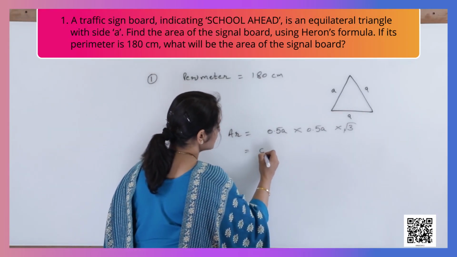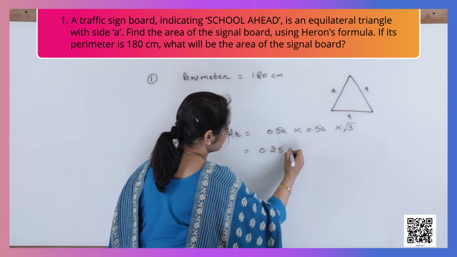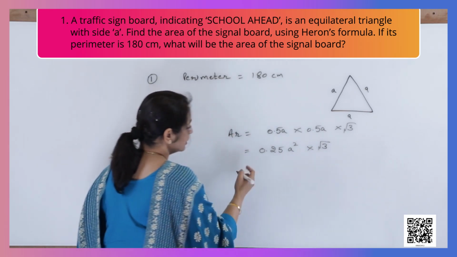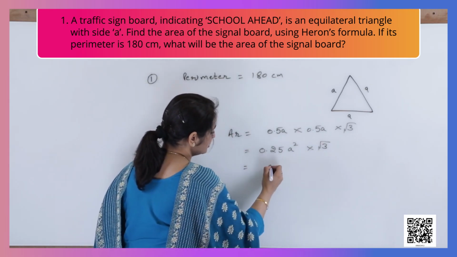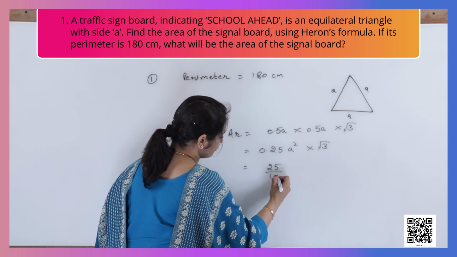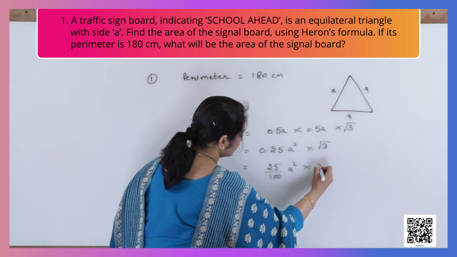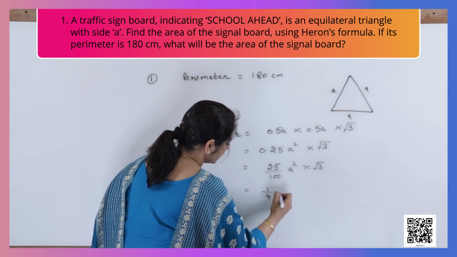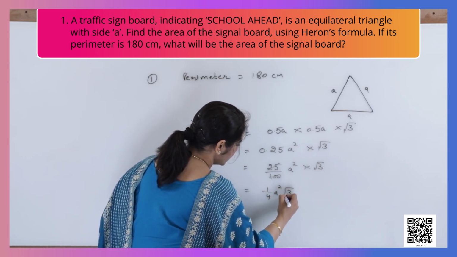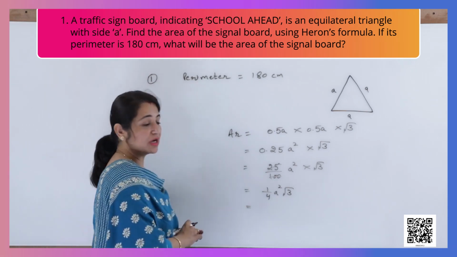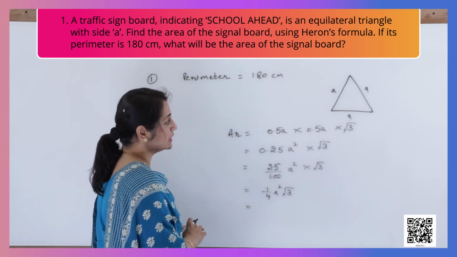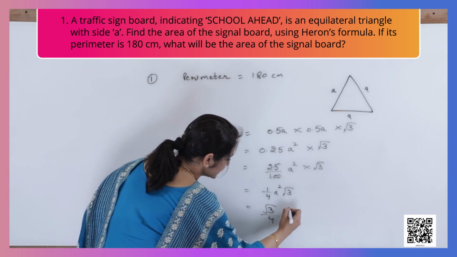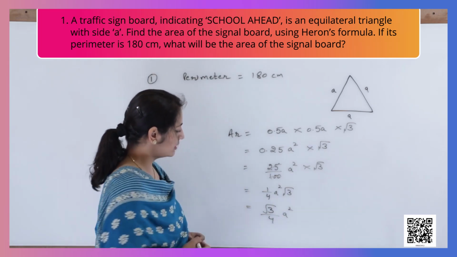So it will give us 0.25A square multiplied by under root 3. Now if we remove this decimal, we will have 25 upon 100 A square into under root 3. It can be written as 1 upon 4 A square under root 3. So now we know that the area of an equilateral triangle is under root 3 upon 4 A square. This can be written like this also.